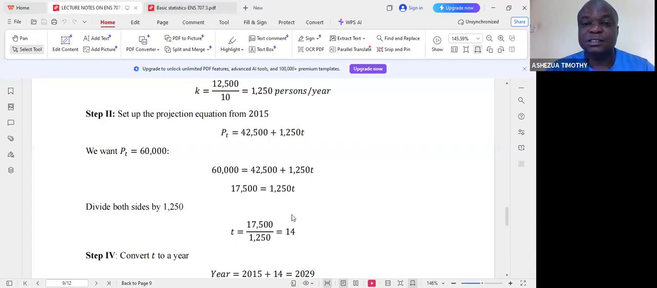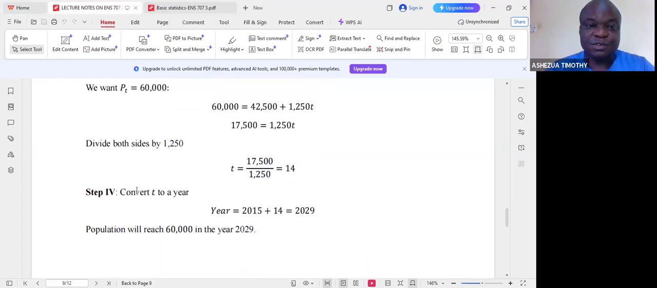Now, we are asked, when will the population hit 60,000? You are aware of the fact that our last census was conducted in 2015 based on this question. So you will add this 14 plus the 2015 to know the year that the population will reach 60,000. Now, step 4 is to convert it to a year. And the year is equal to 2015 plus 14 that we got here, which is 2029.